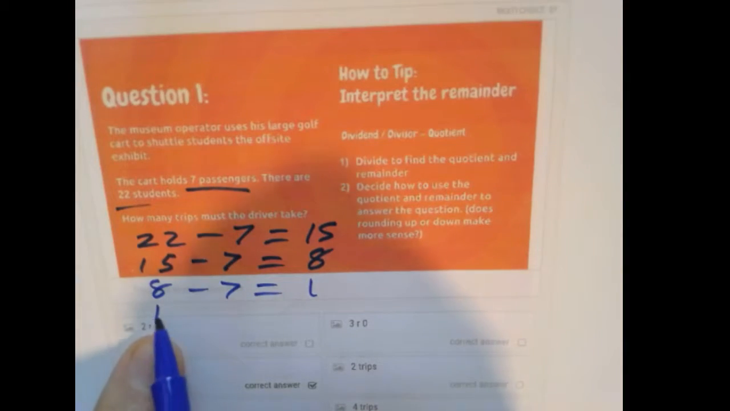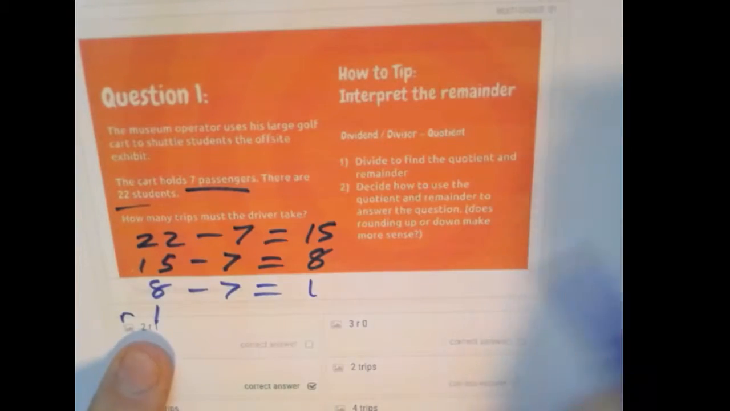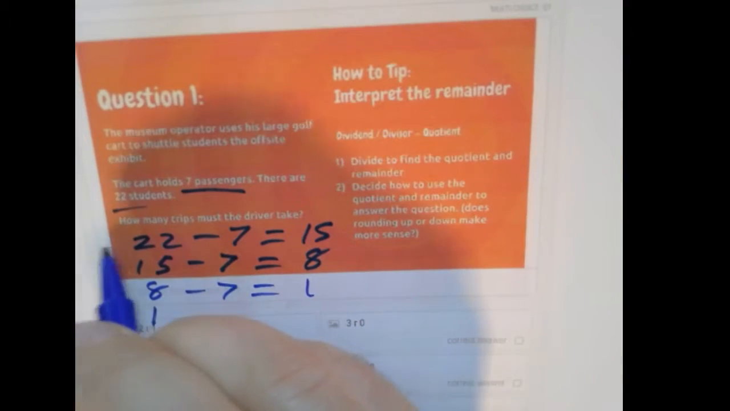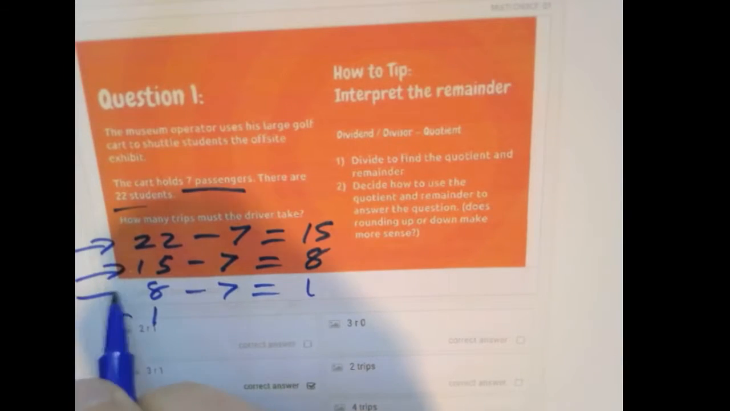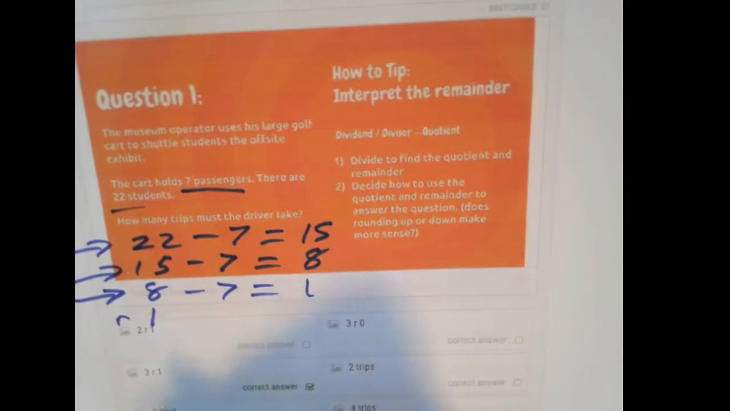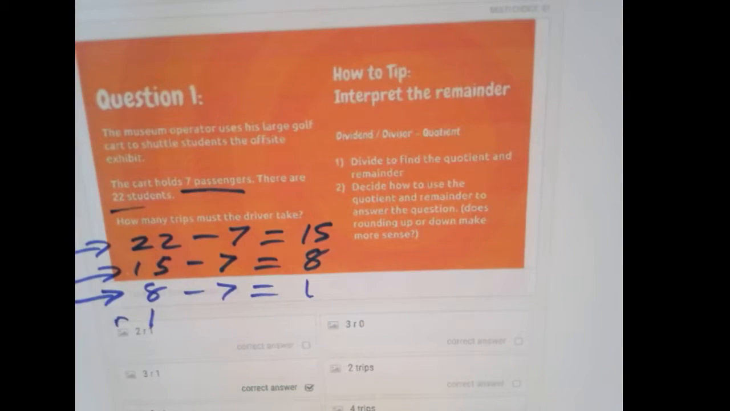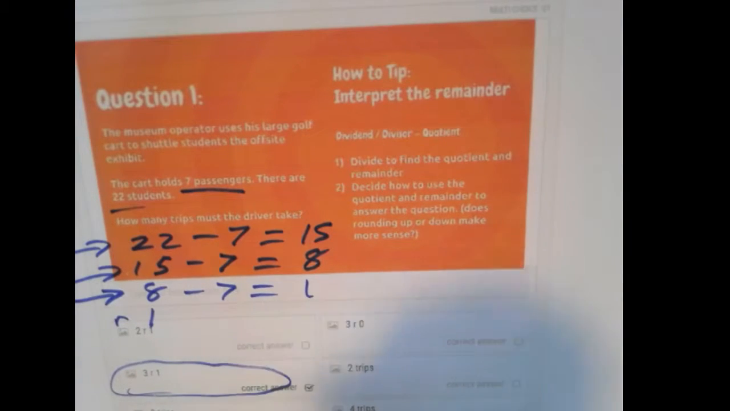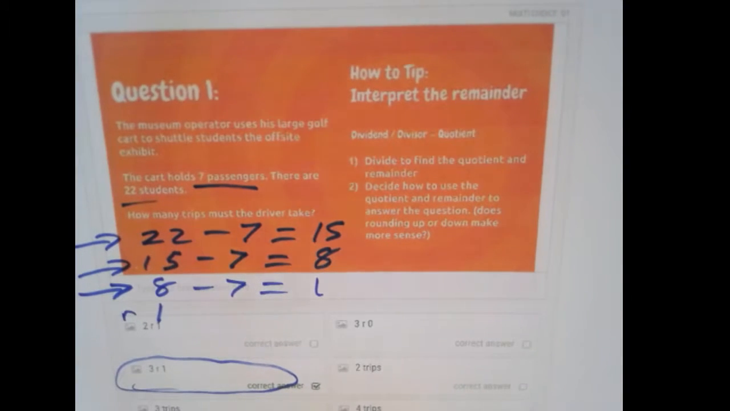but in this last trip, this would be the remainder, right? So there's 1 trip, 2 trips, 3 trips, and then 1 last trip with a remainder of 1. So how would this look? This would be a 3 remainder 1, and this is a little bit of a real-world analysis.